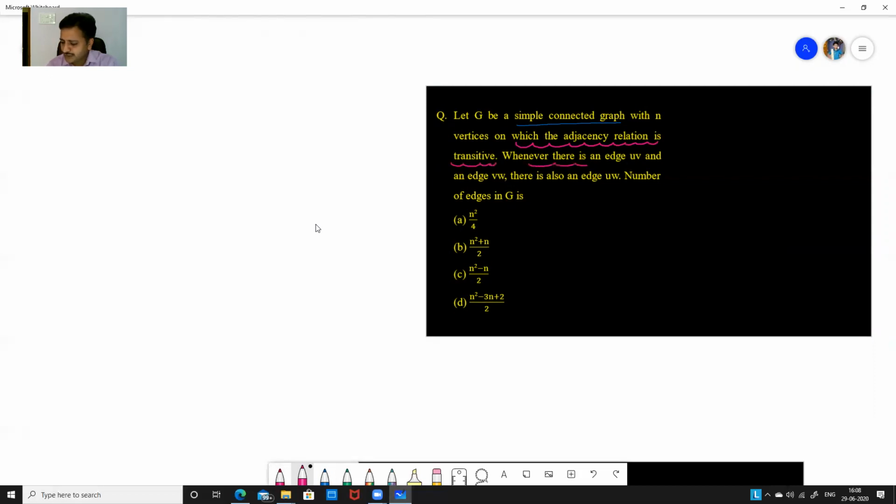Whenever there is an edge UV and an edge VW, obviously there is also an edge from U to W. Then the number of edges in G.